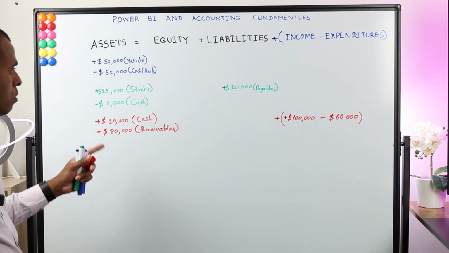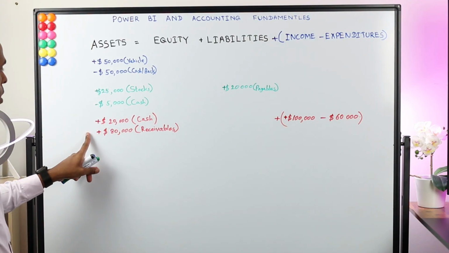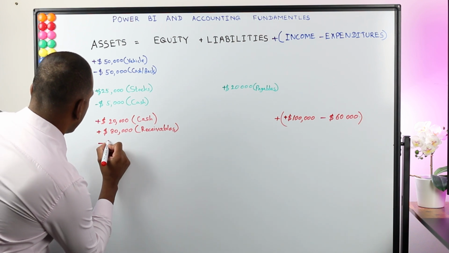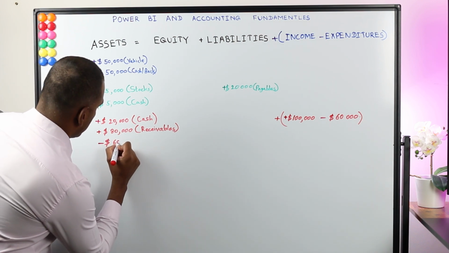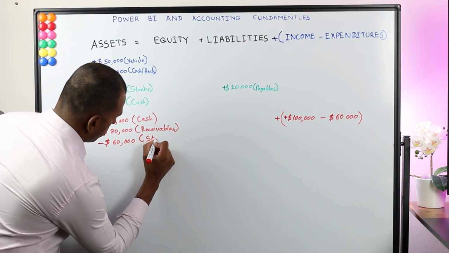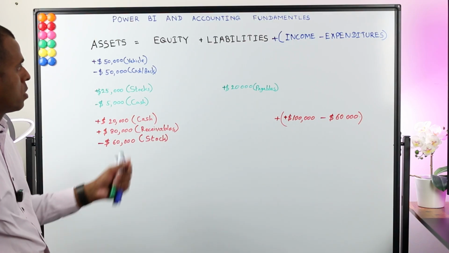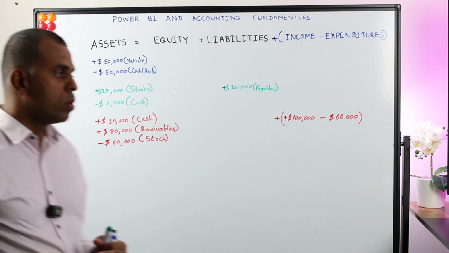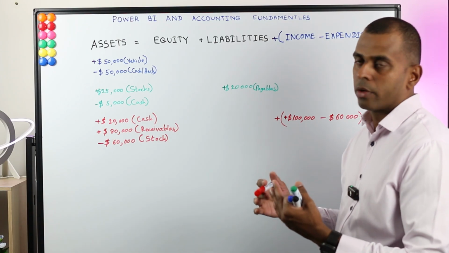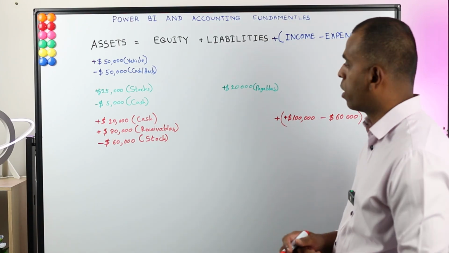Is it finished yet? No. See, 40,000 this side, 100,000 this side. What else needs to go here? Minus 60,000. What is that? That's the stock. That's also an asset. All right, now it balances. This is how transactions are recorded based on the accounting principles, accounting methods, right?